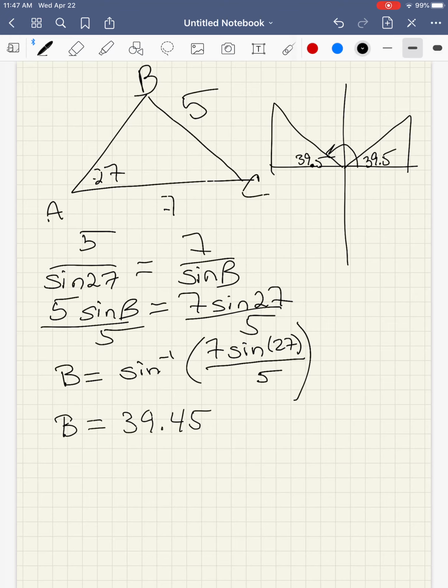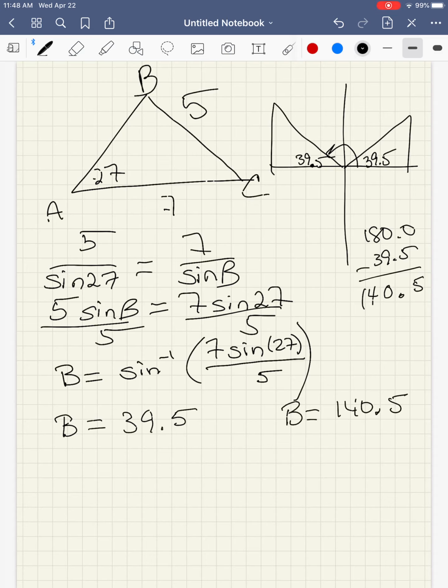Oh, excuse me, that's supposed to be 5. Just 5. Or let's subtract 180 minus 39.5, or B is equal to 140.5. Okay? So it could be either one. Which means we're going to have to find 2 different angles for C and 2 different sides for C.